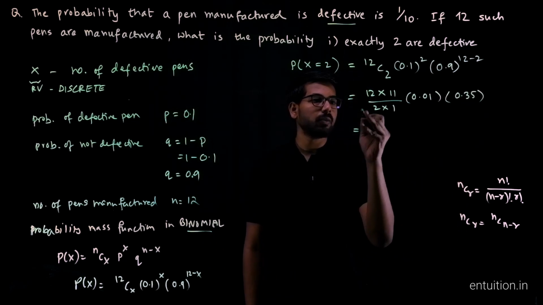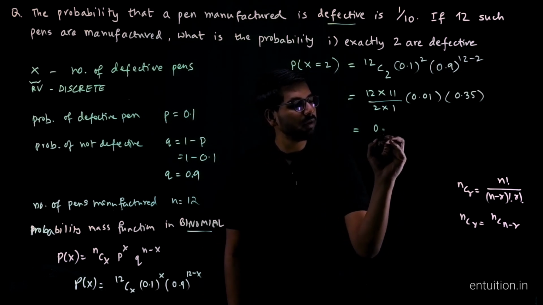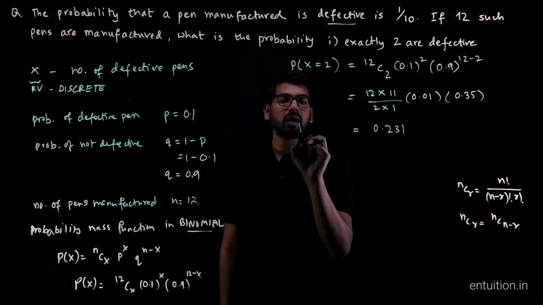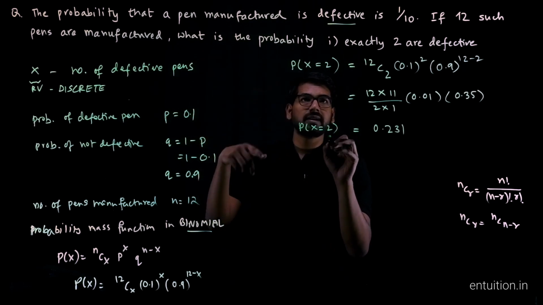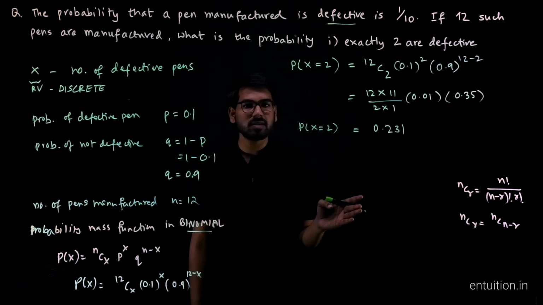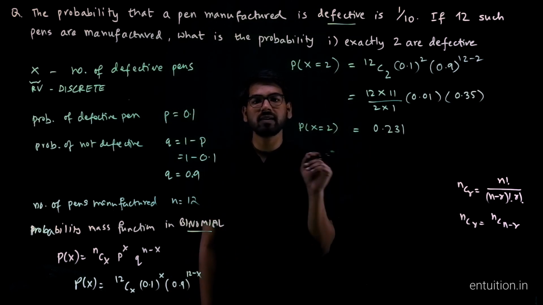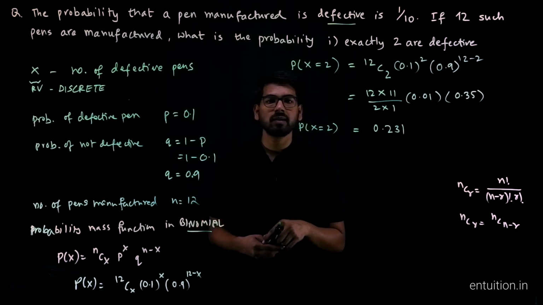Okay, so if you multiply everything here, we get the answer as 0.231. The probability that out of 12 pens manufactured, exactly 2 are defective is 0.231. There is a 23% chance that exactly 2 pens are defective in 12 pens. Okay, so that is how you find the probability.